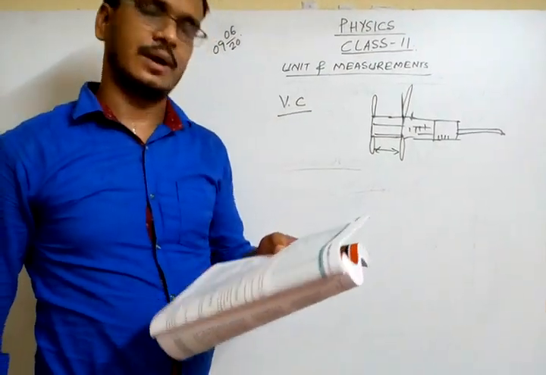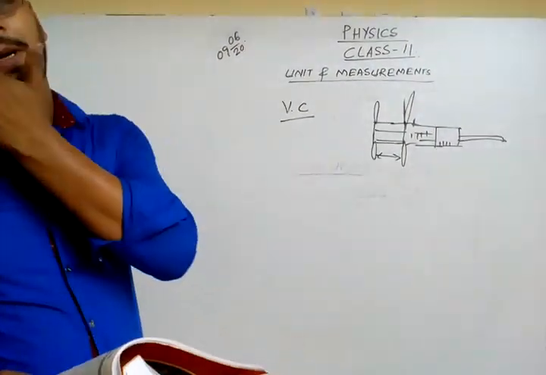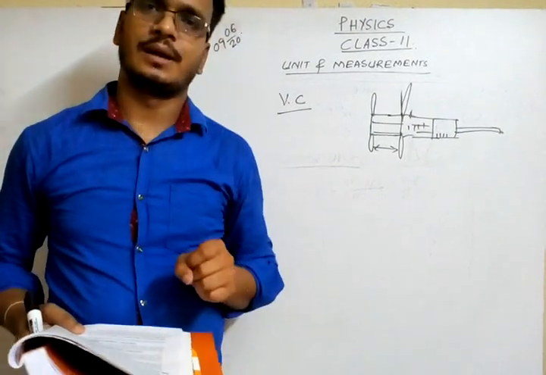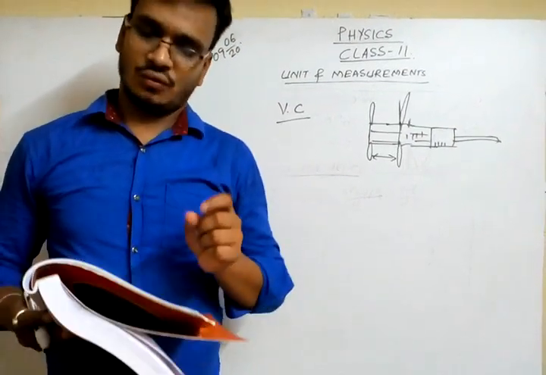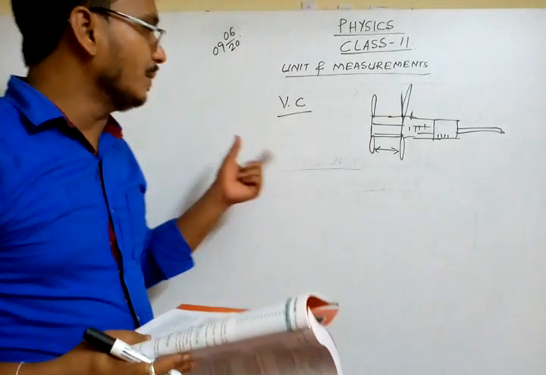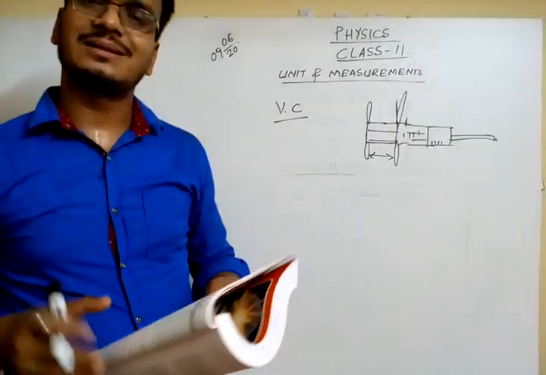So by using the vernier caliper, what is the minimum distance we can measure? That is its least count. The minimum distance we can measure by the vernier caliper is its least count.